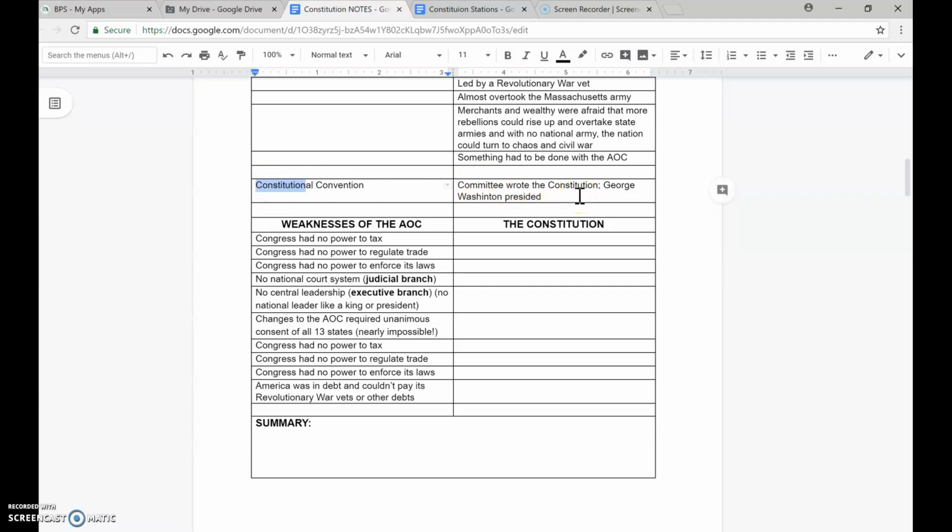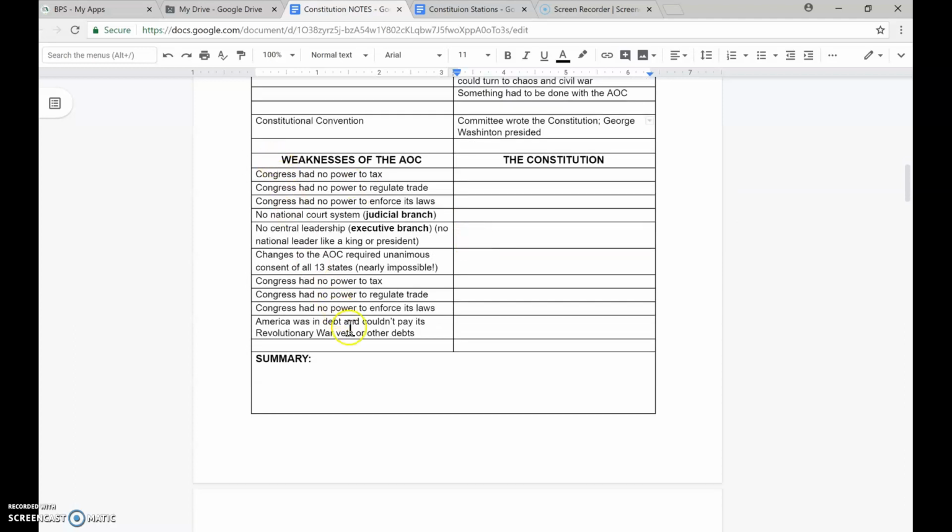Committee wrote the Constitution. George Washington presided. Ooh, there's a word. Presided. It almost sounds like president. So presided means to kind of rule over. To president means to rule over, kind of. So they kind of have the same meaning. So he was like the leader in charge of the committee. Okay, so we took all the weaknesses here of the Articles of Confederation, and now we're going to plug in the Constitution. How did the Constitution fix all these weaknesses?